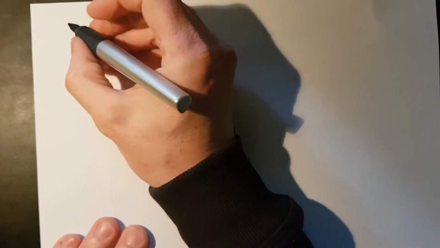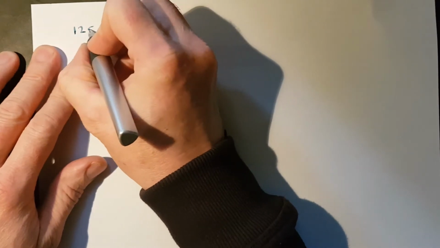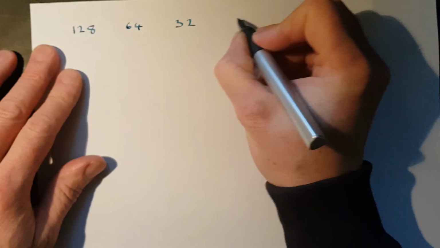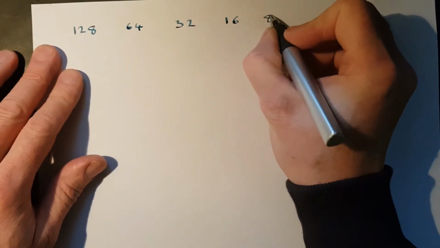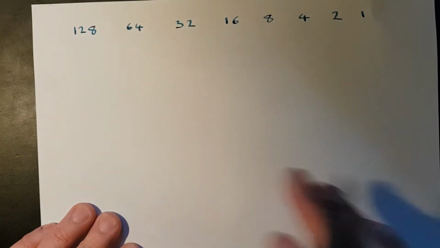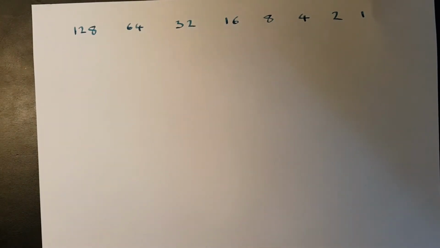As before, we're going to use a simple pen and paper. And at the top of the page, we're just going to write in the values for our octet. So we're going to put in 128, 64, 32, 16, 8, 4, 2, and 1. So we've got one octet there, and there's only so many values we can actually have for our subnet masks.